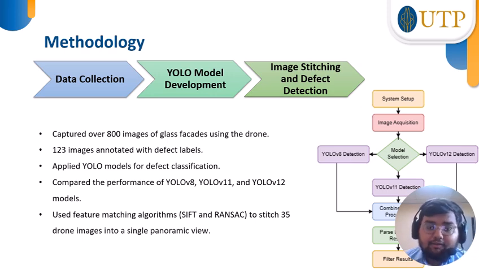We have shortlisted 123 unique images with unique features to annotate them with defect labels. We have applied YOLO models for defect classification. We have used three YOLO models, V8, V11, and V12. And then finally, we are using SIFT and RANSAC to stitch multiple drone images, mostly 35 drone images of a single building. Then we're going to combine them and make a very big image with high quality features of that one side of the building in a single panoramic view. We're going to talk about all three stages in the next three slides.